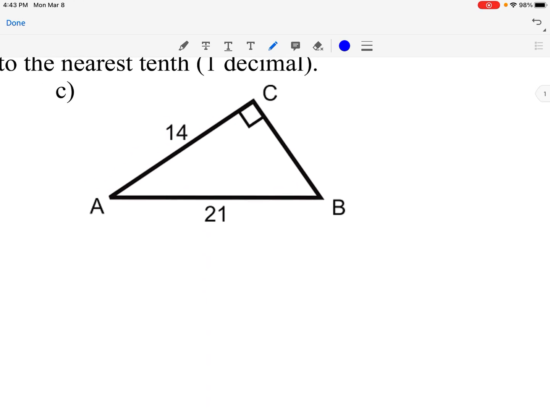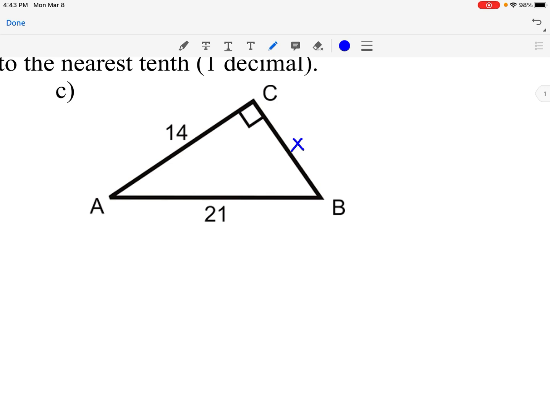Okay, so this one doesn't indicate which part we're going to be looking for. So in that case, we're just going to find all of our missing everything. So I'm going to find my missing side first. We have a lot of options for what to solve for first. You can solve for any of these missing things. So I'm going to solve for my side first.